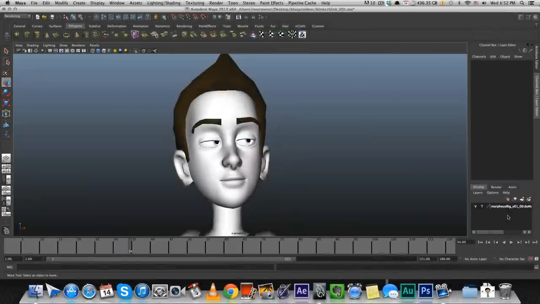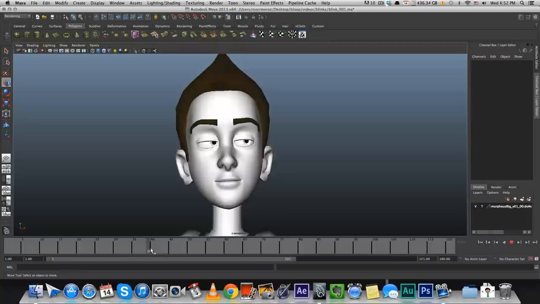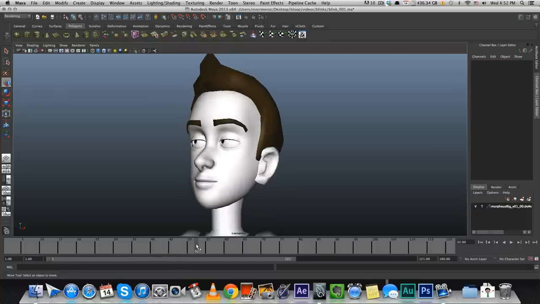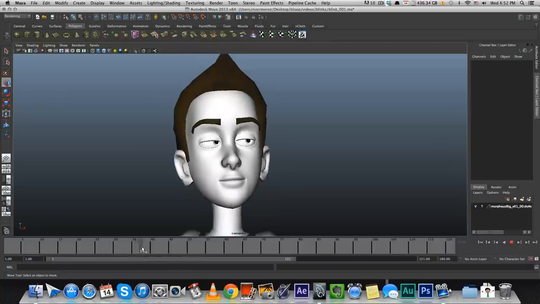Well, it's basically a regular blink, only you offset one of the eyes by one frame. So it looks like this. Instead of both eyes blinking at the same time, they're each blinking separately.